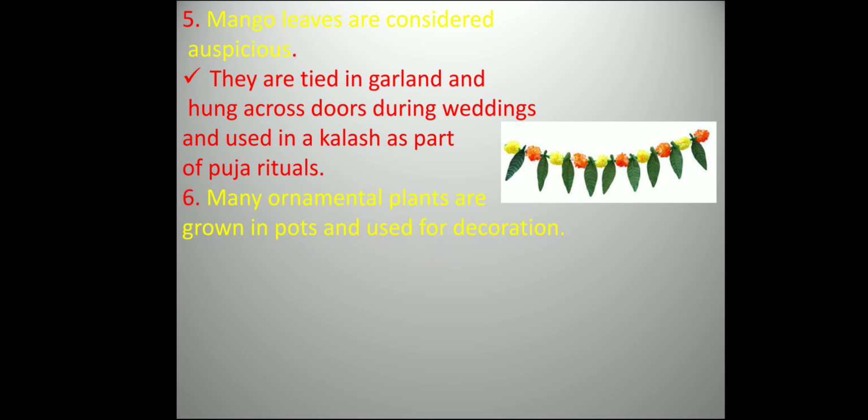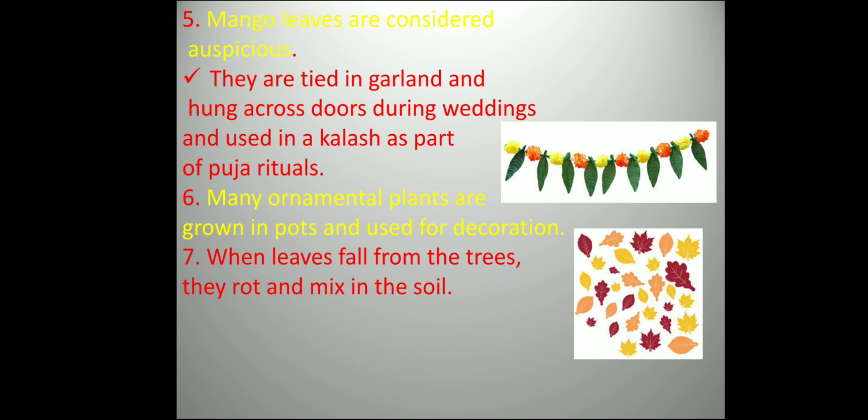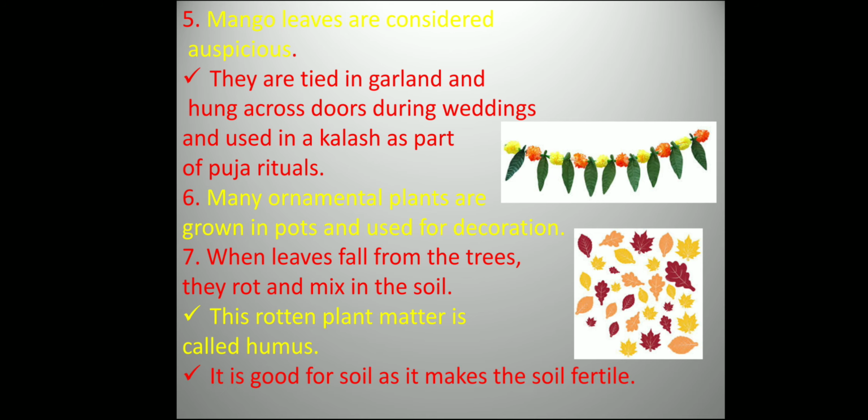Many ornamental plants are grown in pots and used for decoration. When leaves fall from the trees, they rot and mix in the soil. This rotten plant matter is called humus. It is good for soil as it makes the soil fertile.